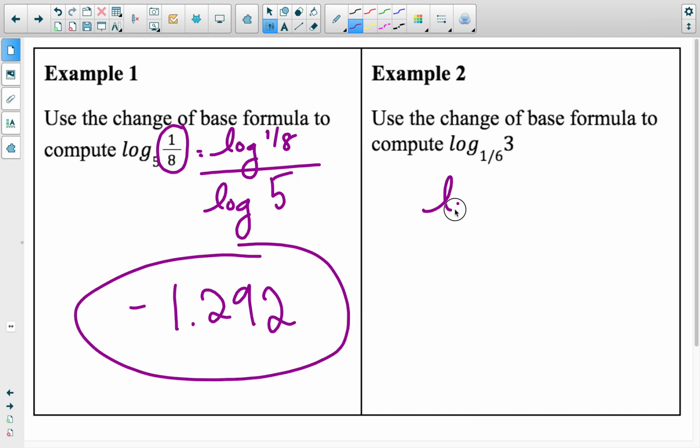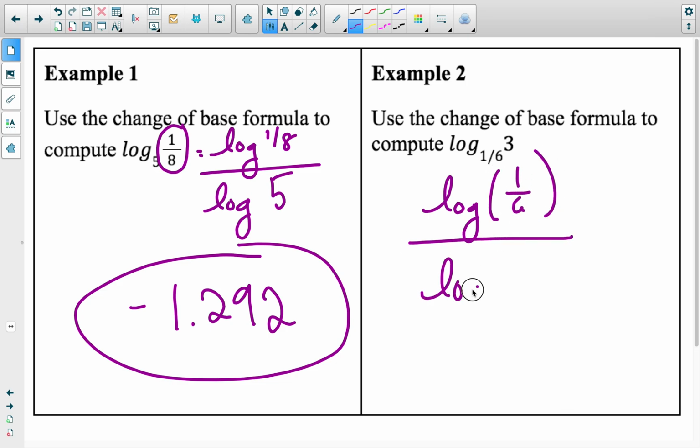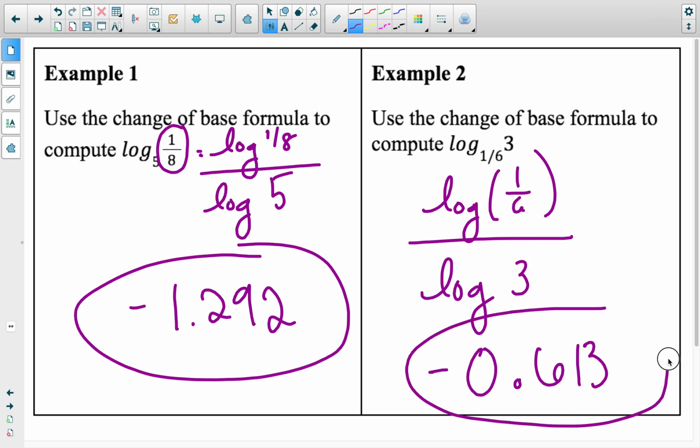This one is equal to the common log of 1/6 over the common log of 3. Should equal -0.613.